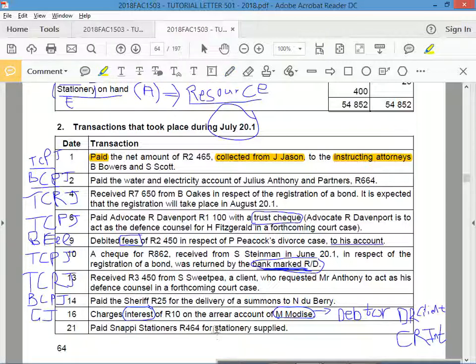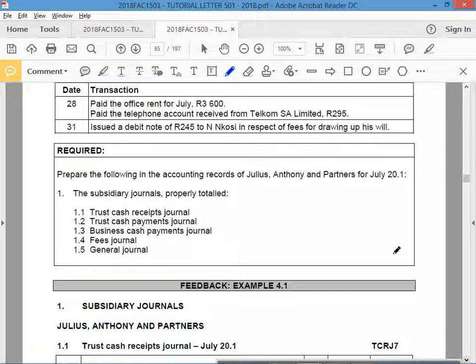Yes, okay, so you're paying for this stationery. That's a normal operating expense. Right, and that's the hardest part. Is there more? Okay, alright, let's discuss these two then. 28, paid the office rent. Business CPJ. Easy, hey? It's the normal expense. Well, normal in inverted commas. Paid the telephone account. Same thing. Normal.